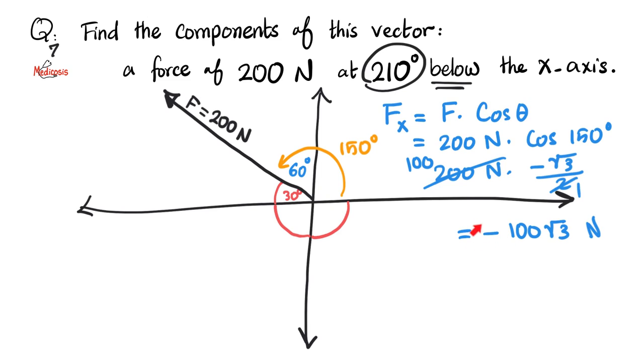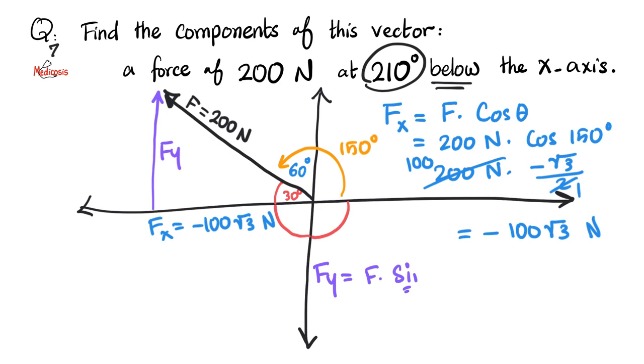Why is this a negative sign? Because look at the x component. It's in the negative x direction. Not positive, not this way, but this way. So this is Fx equals negative 100 square root 3 newtons, and this is the x component. Now, what is missing is to find the y component, this doofus right here. How do I find the y component? FYI, it is F sine theta.